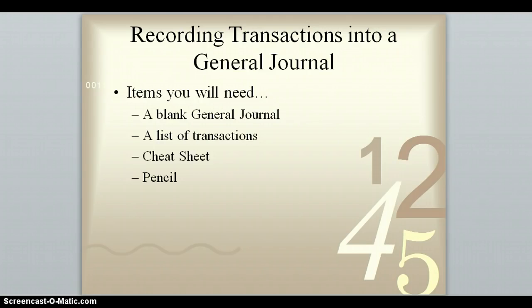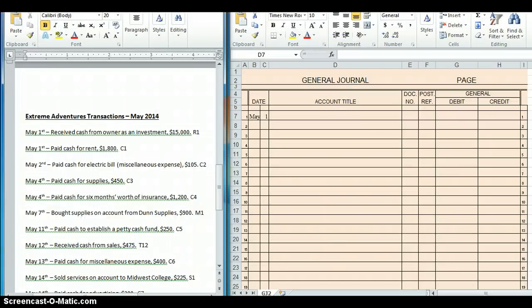The items you will need is a blank general journal, a list of all your transactions. I would recommend you get the cheat sheet out that I shared with you, and of course a pencil. Okay, I hope you have everything. We are going to be doing the transactions from the Extreme Adventures simulation.